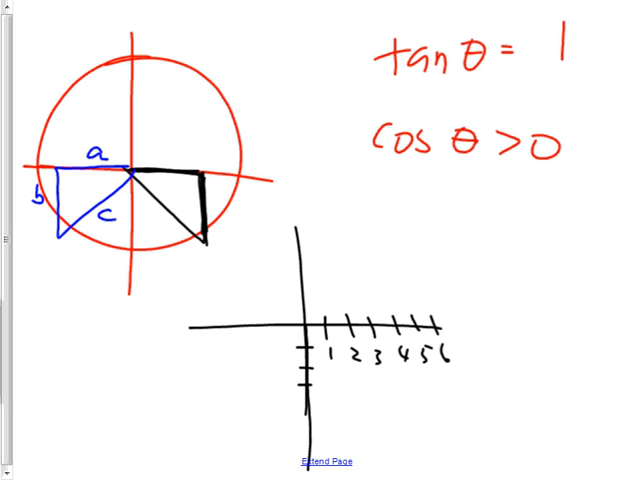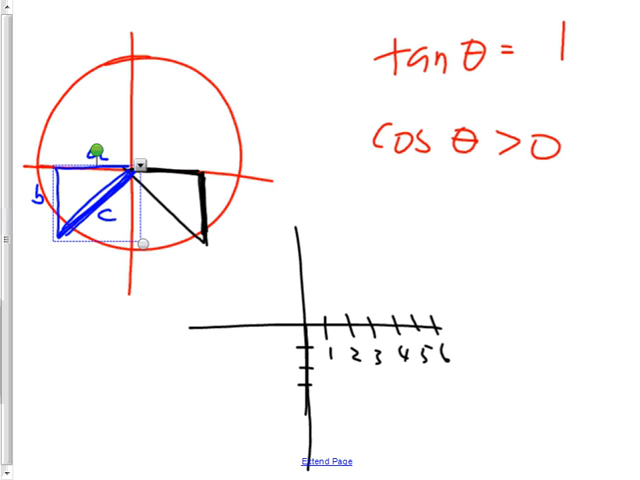You're right. A would be negative and B would be negative, but not C. That can never be negative. Okay? You get that? All right. This is just defined. It's a radius. You can't ever let that be negative. All right. So now, back to the problem I gave you.